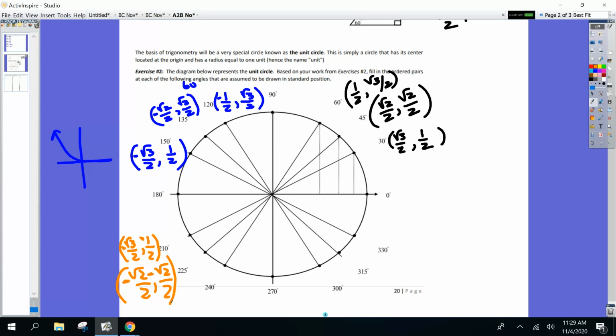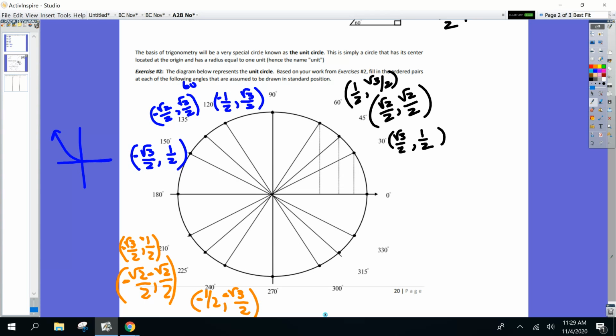240 has a reference angle of 60. So 1/2, radical 3/2, but both are negative. Ready to head over to the final quadrant?